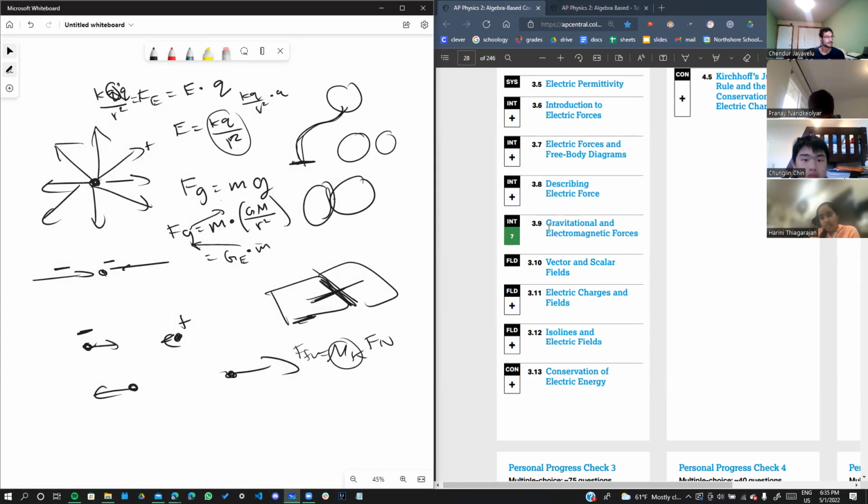And then gravitation. Here they're showing the similarities and differences between gravitational and electromagnetic forces. Vectors and scalar fields, I don't think that's super important. Electric charges in their fields: as I showed here, anything pointing away from an electric field is positive. Otherwise, if it's pointing towards, it's negative. Oh, isolines.